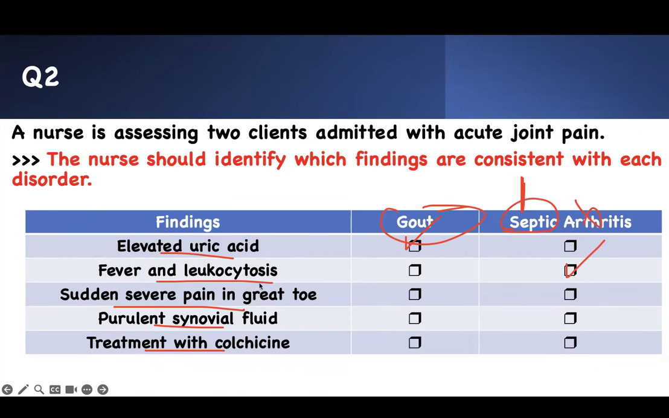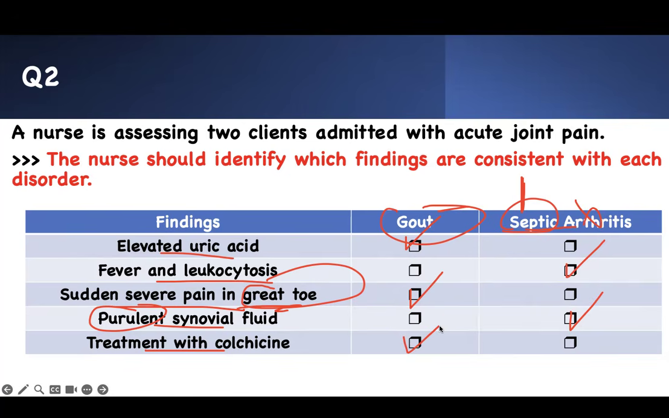Why would they list great toe? A septic arthritis is the whole thing. That's why there's no name there, no specific joint. If they listed one joint, which is the great toe, you know it's gout. If the joint fluid is purulent, infectious, it is septic. Treatment with NSAID, mostly gout.